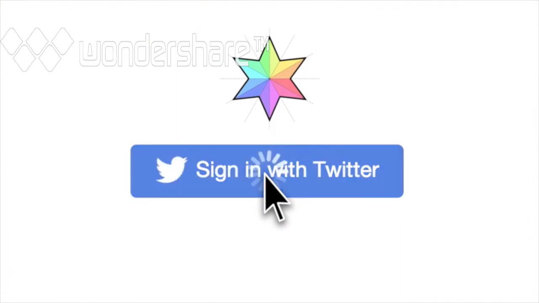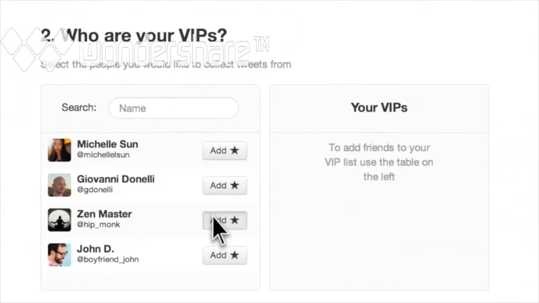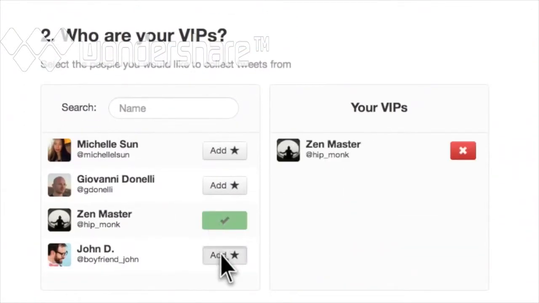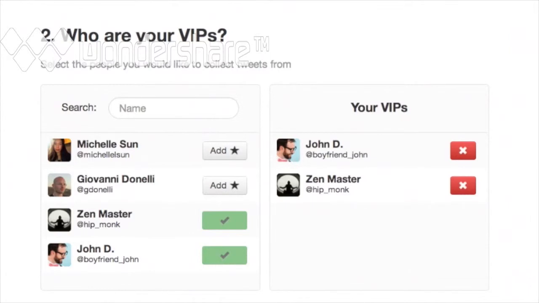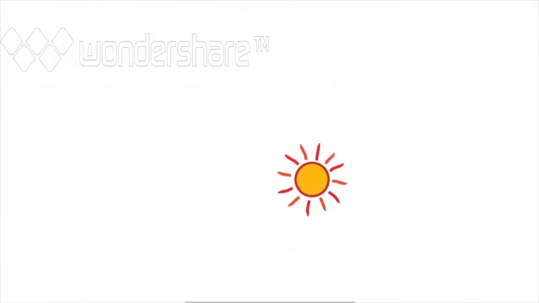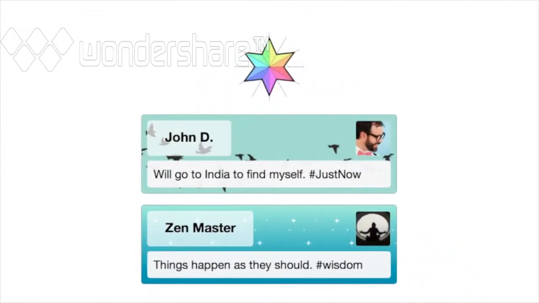Here's how it works. I log into Essence using my Twitter account. After entering my email address, I can select the people I want to receive updates from, my VIPs. That's it. Once a day, Essence will collect the tweets from my VIPs and send me an email containing their updates. Never miss a tweet you care about.